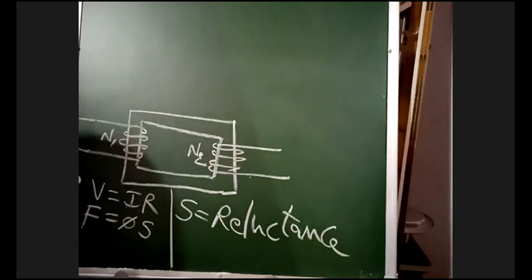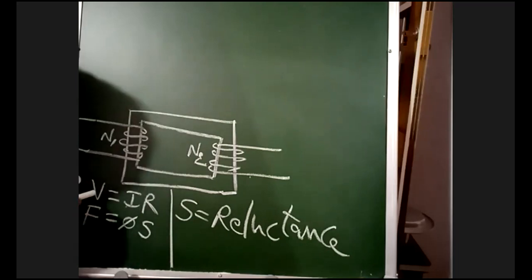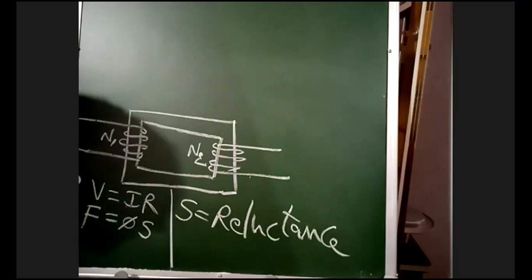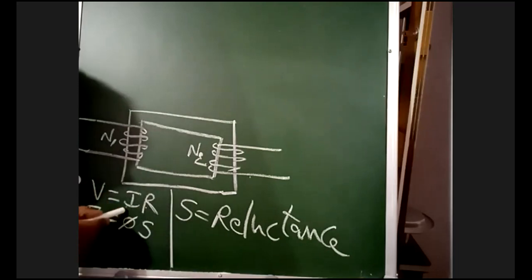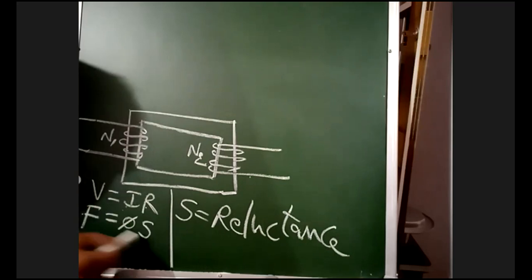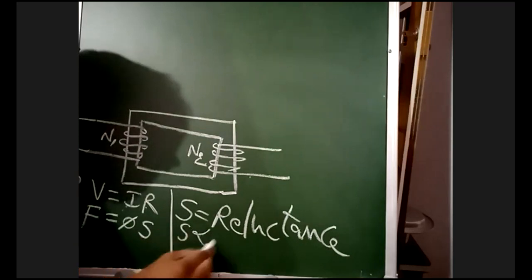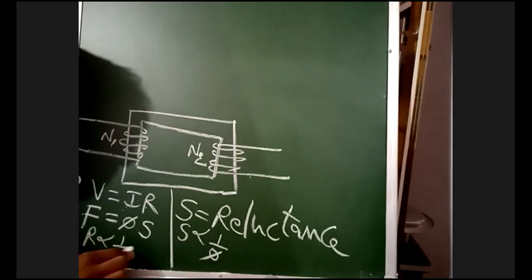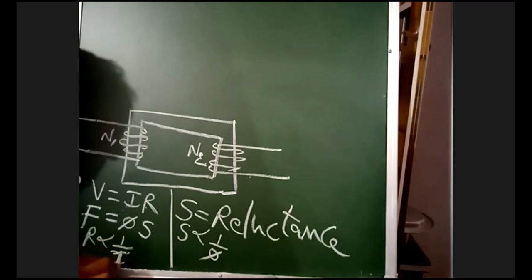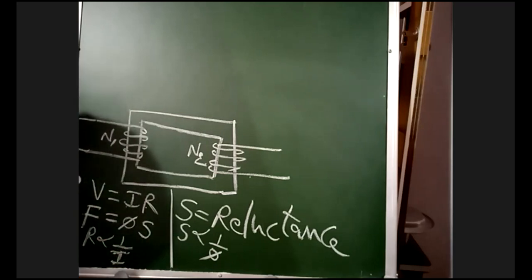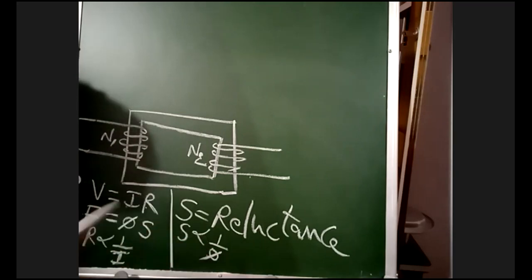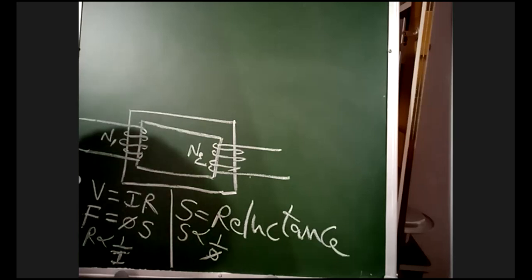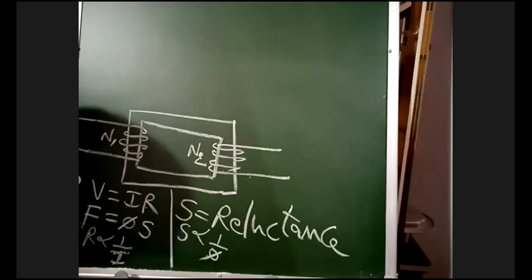S is called reluctance. Resistance will oppose the current, and R is inversely proportional to current. Similarly, S is inversely proportional to flux. Here reluctance will oppose the flux. Here is the property, write down a note.